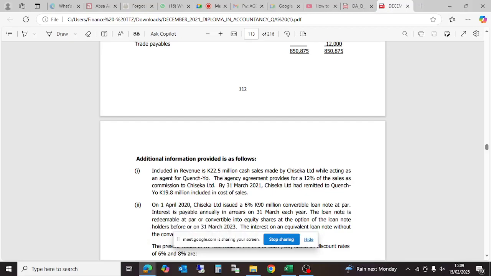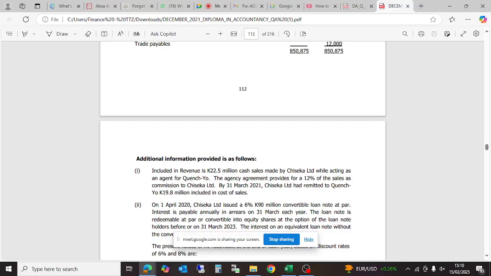What are they telling us again? Included in revenue is 22,500,000 cash sales made by Chiseka Limited while acting as an agent for Quenchio. The agency agreement provides for a 12% of the sales as commission to Chiseka Limited. By 31 March 2021, Chiseka Limited had remitted to Quenchio 19.8 million, included in cost of sales. So Chiseka Limited actually gave Quenchio 19.8 million only, which is included in cost of sales.